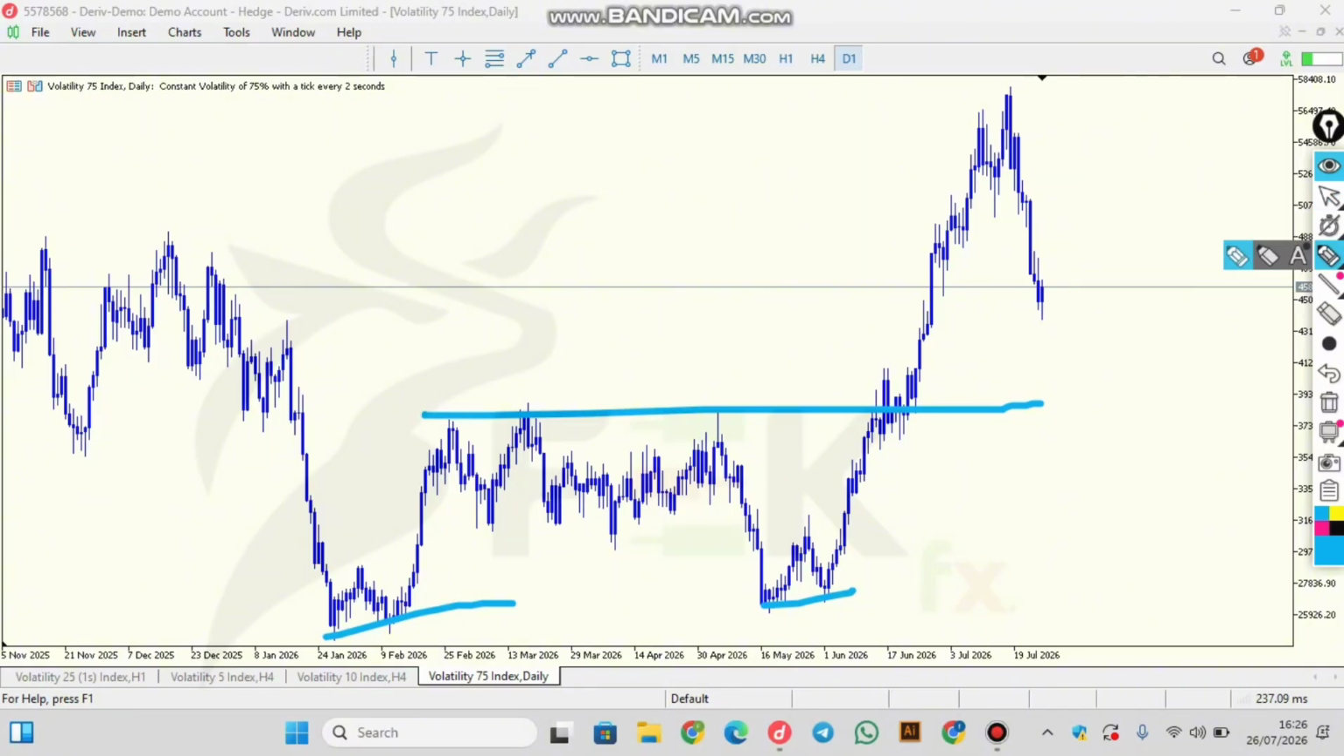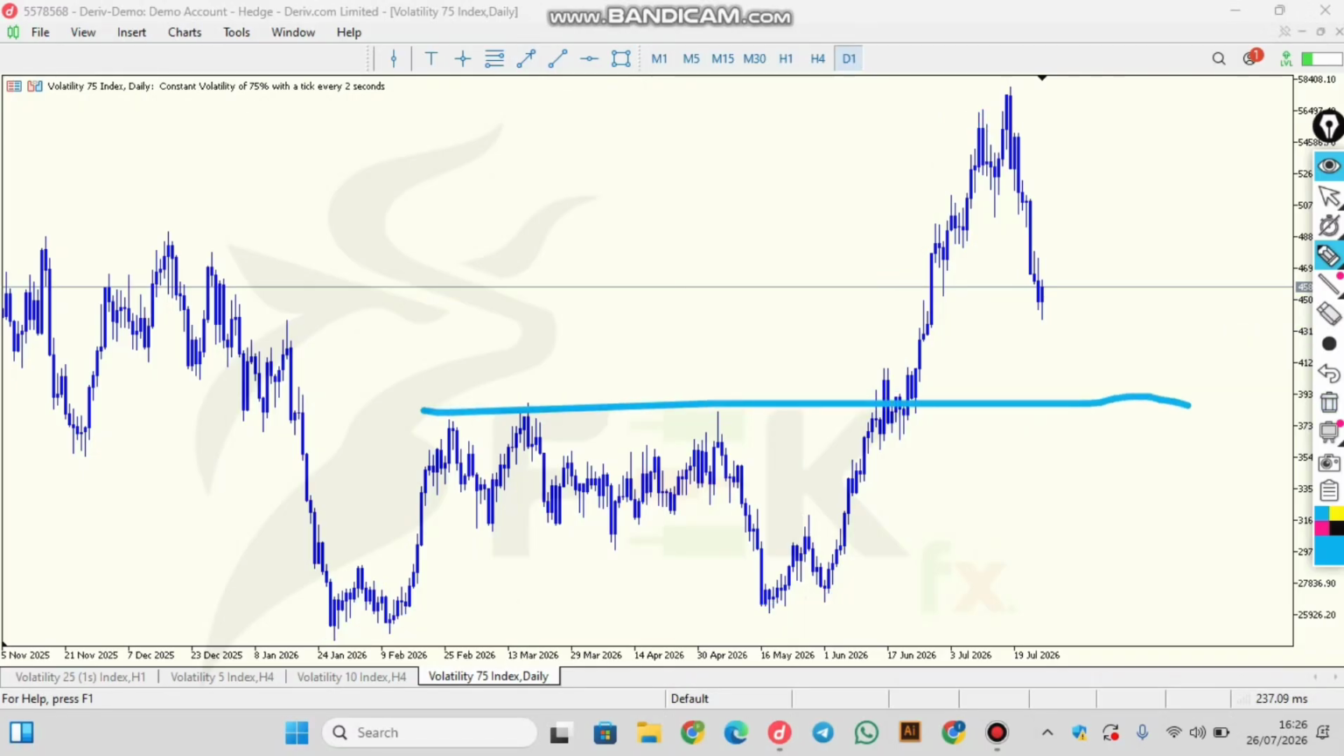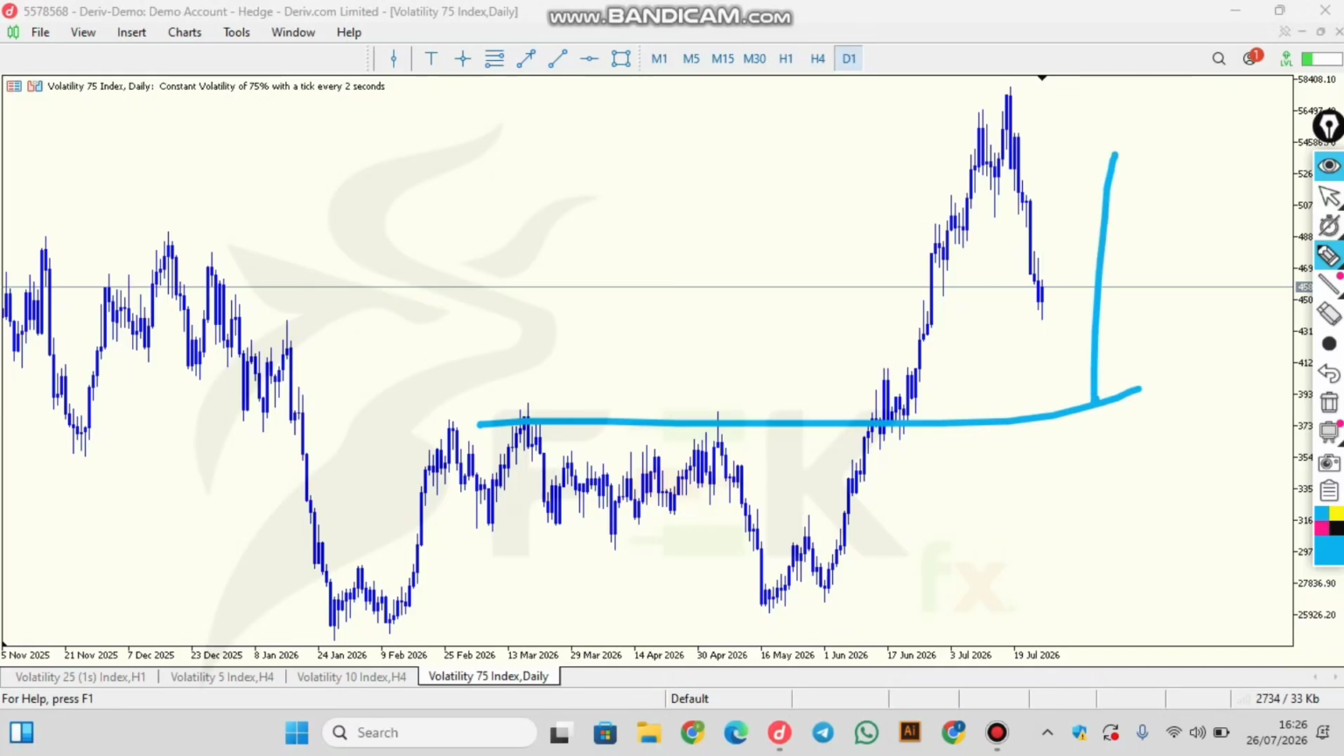So the market broke out of this level, failed to retest it properly on the daily time frame. So what the market is doing right now is coming back to retest this level on the daily time frame. That is why I'll be anticipating a sell to this level before I now change my bias to buy. But for now, the market is still selling to this level.